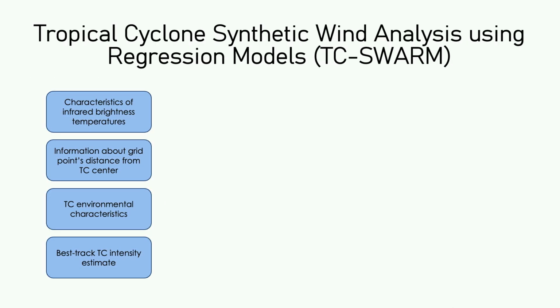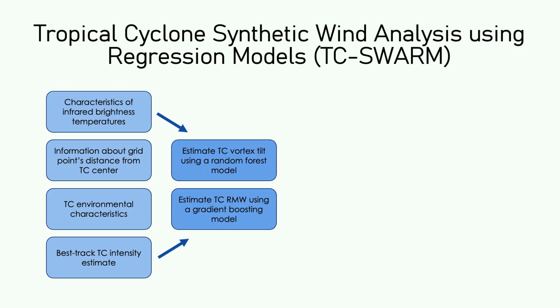So the way I'm going to be doing it here is introducing this machine learning approach that I'm calling the tropical cyclone synthetic wind analysis using regression models, which is a mouthful. No one wants to say all that. So I'm calling it TC Swarm for short. So what TC Swarm does is it takes a series of initial inputs, characteristics of the infrared brightness temperature field, information about the given grid point it's trying to predict, distance from the storm center, and TC environmental characteristics like the vertical wind shear and sea surface temperatures, things that we have in a real-time setting. And I also use the best track TC intensity estimate.